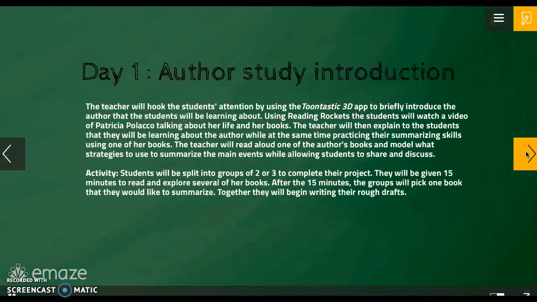I will now be giving a summary of day 1 through 5, and then at the end I will include a detailed lesson plan. Day 1, the teacher will be introducing the author using the app Toontastic 3D. Using the app during the introduction allows students to preview one of the tools they can use to summarize one of the author's books. The activity will be they will be given 15 minutes to read and explore several of the author's books, and then after the 15 minutes, the groups will pick one book that they would like to summarize, and together they will begin writing their rough drafts.